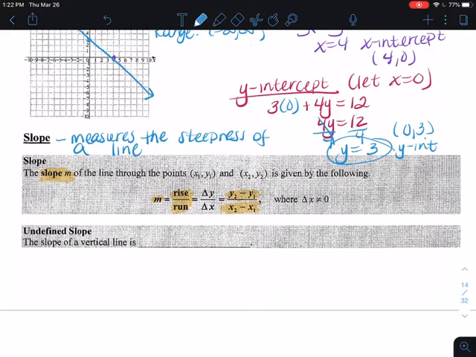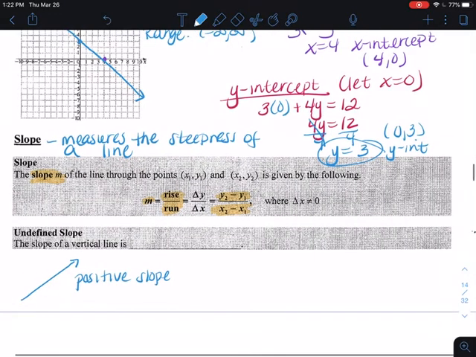It's good to know what all the different slopes look like, what the different graphs look like. So anytime you see a graph that's increasing from left to right, this is going to have a positive slope. Any graph that's decreasing from left to right, so I'm just putting an arrow decreasing, this is going to have a negative slope.